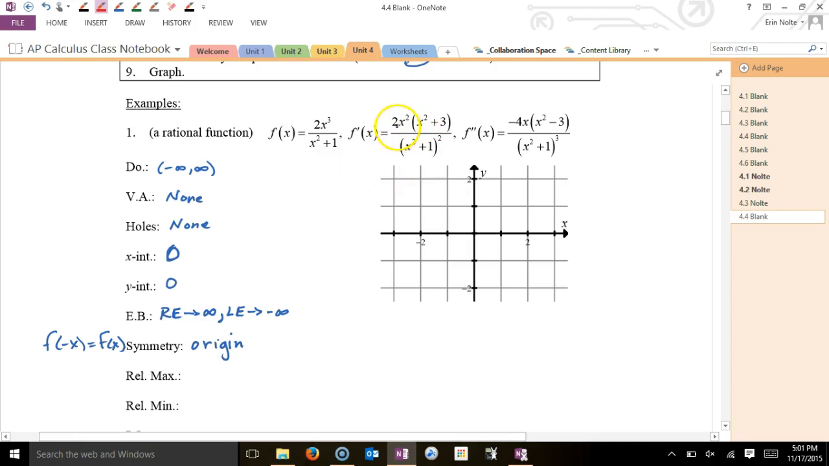If we set the numerator equal to 0, we end up getting one critical value. We get 0, and if you set the other factor equal to 0, you get negative 3, and the square root of negative 3 is an imaginary value. So you only get one critical value. Our one critical value is at x equals 0.